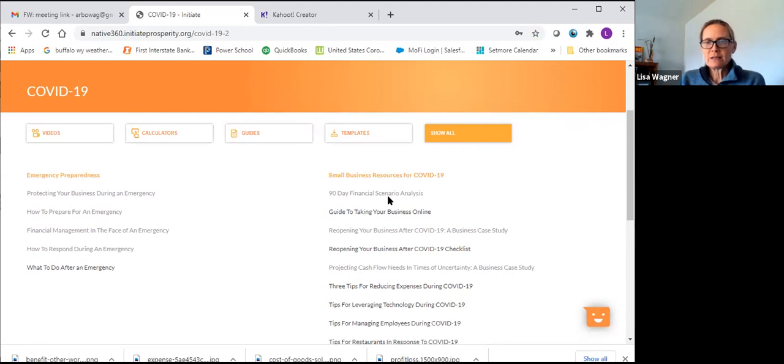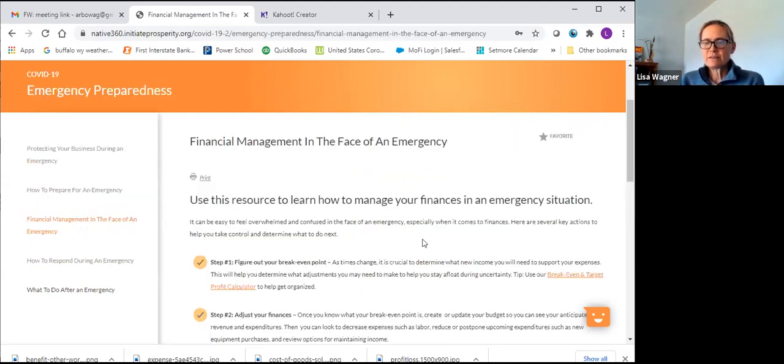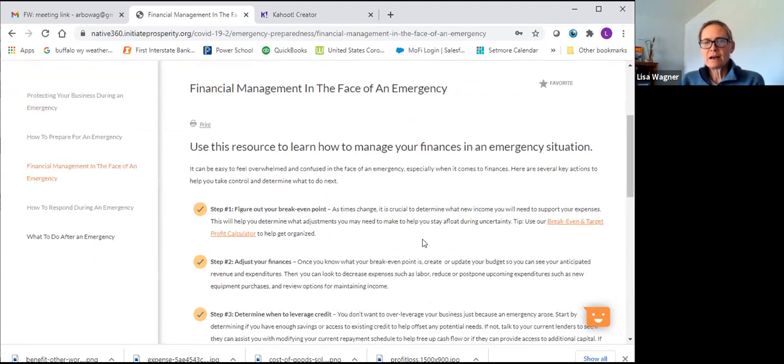Here you can see resources on the right: the 90-day financial scenario analysis, guide to taking your business online, reopening, dealing with some COVID issues, leveraging technology. There's also some information on emergency preparedness. So if we click on, for example, financial management in the face of emergency, this is really what are ways I might start thinking about dealing with the financial challenges that I'm having around COVID.